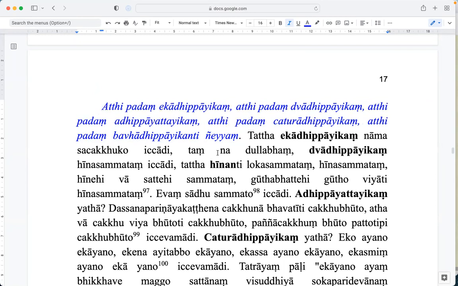So Atibadan Ekade Baikan, there is a word which has one meaning. Atibadan Dwade Baikan, a word which has two meanings. Atibadan Adebaya Dayikan, a word which has three meanings. Atibadan Chadura Debayikan, a word which has four meanings. And Atibadan Bahwa Debayikan, a word which has many meanings. So it is Niya, Niti.